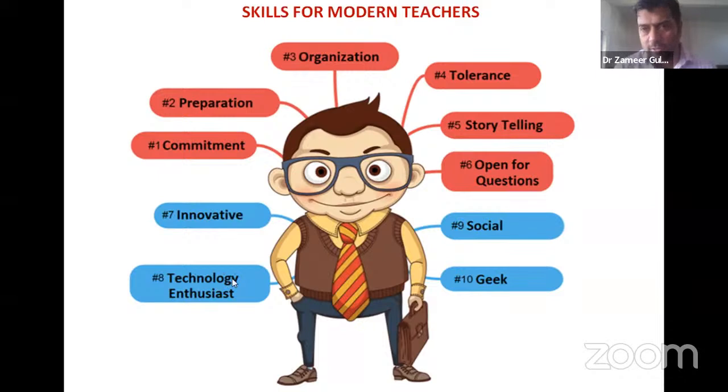Fourth one is tolerance. You might have gone through so many videos on YouTube where, during online classes, students are teasing their teachers. If you search YouTube, you can see all those things. So with respect to that, you should have a lot of tolerance as a modern teacher.